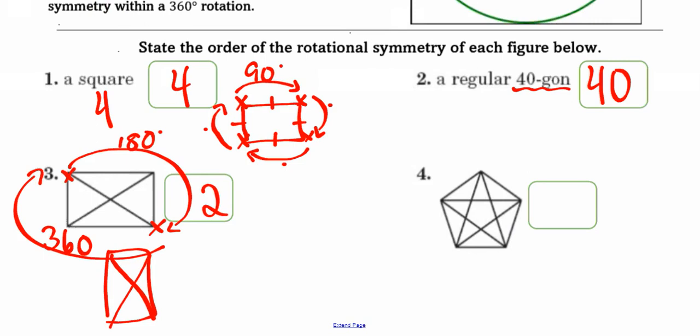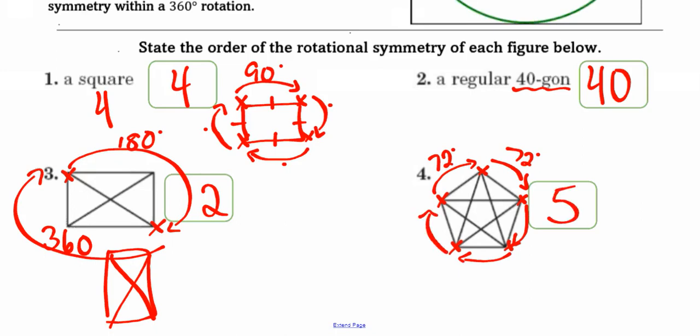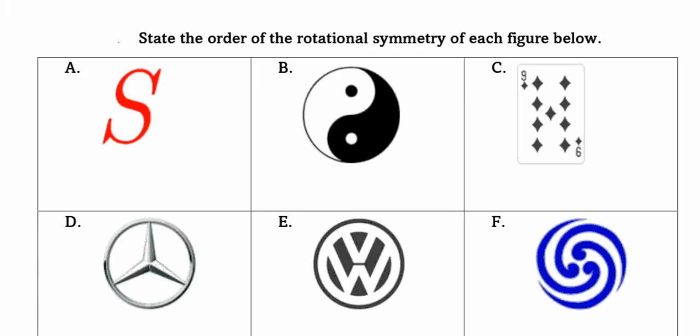The next one is a regular pentagon with a star in it, which is actually called a pentagram. We have the exact same order as we would for a normal or regular pentagon. You can imagine the star rotating also by these 72-degree rotations. So that has an order of 5. All right, try to figure out the order of each of the figures on the next page.